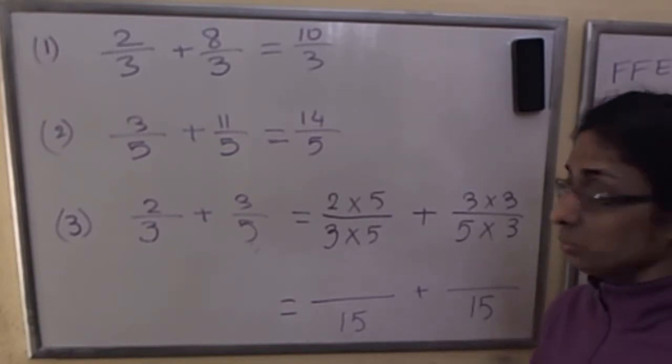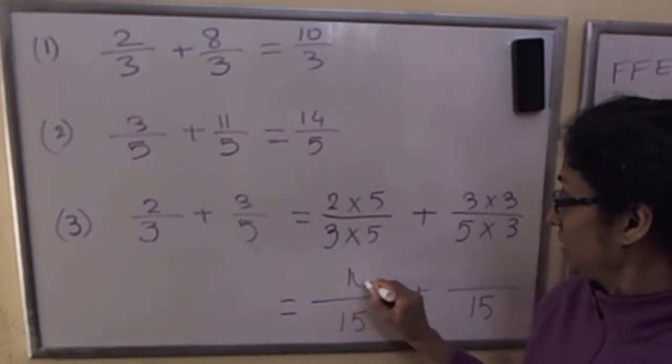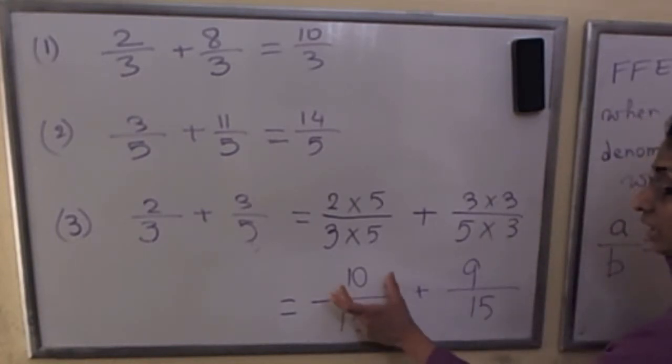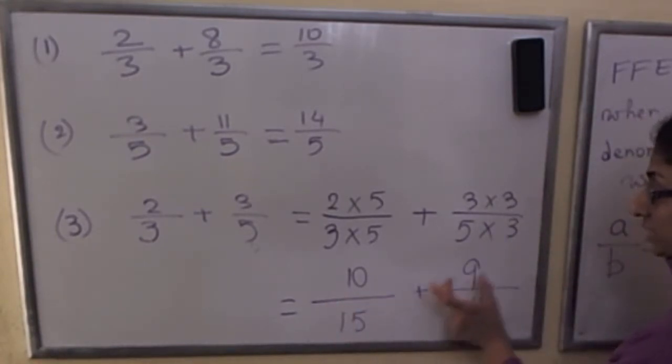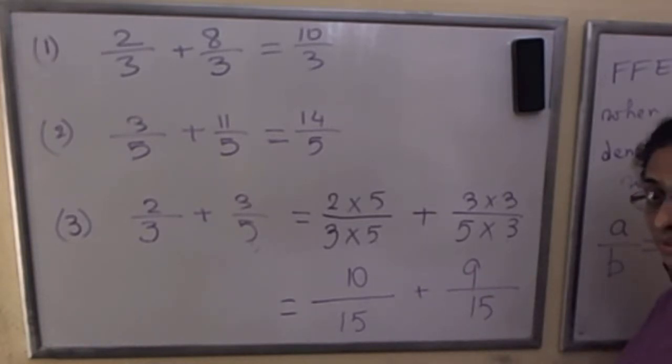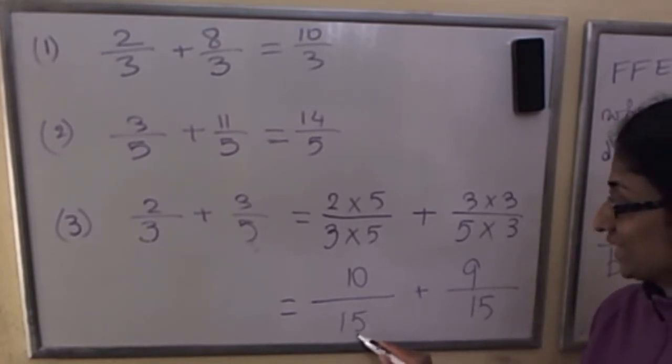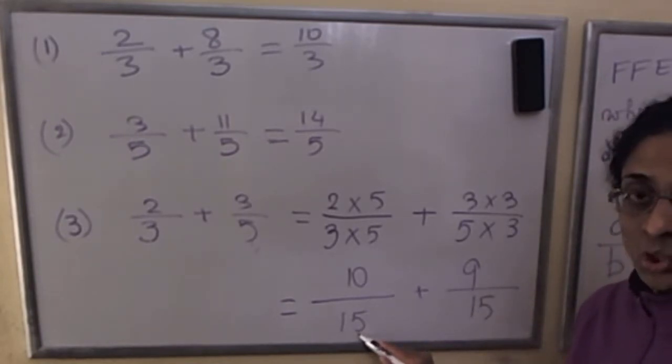What do I get in the numerator? 2 times 5 is 10. 3 times 3 is 9. What do I have now? I have 10 over 15 plus 9 over 15. What do we notice? 10 over 15 and 9 over 15 have the same denominator of 15.